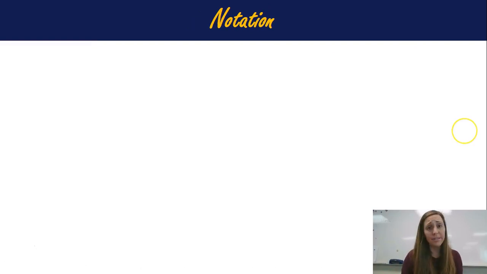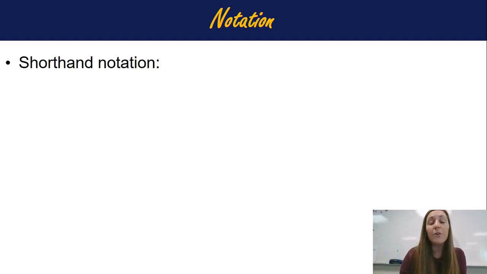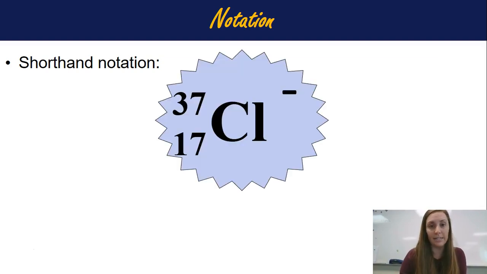Now, how do you write all this stuff quickly? We don't want to sit here and write, oh, chlorine, and the atomic number is this, and the mass number is this. We want a quick way to write all this stuff. So there are two ways to write quickly. The first is shorthand notation. A shorthand notation might look like this. Whoa, lots of stuff. So let's break this up.